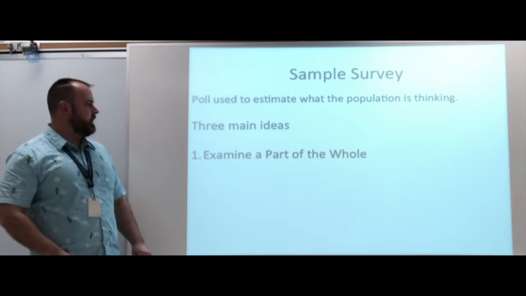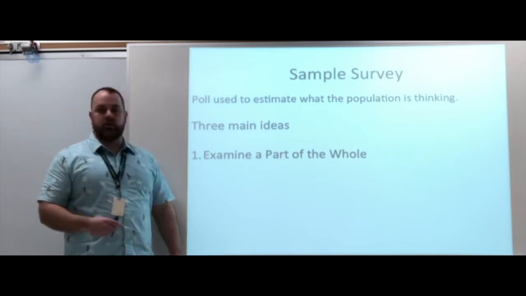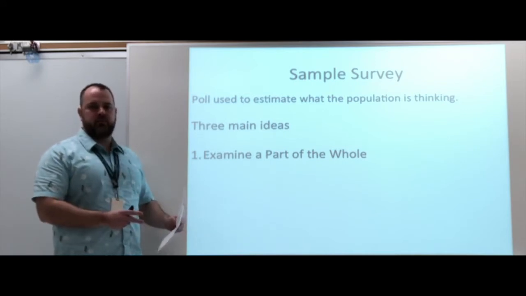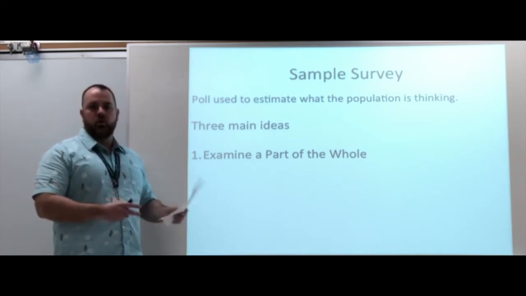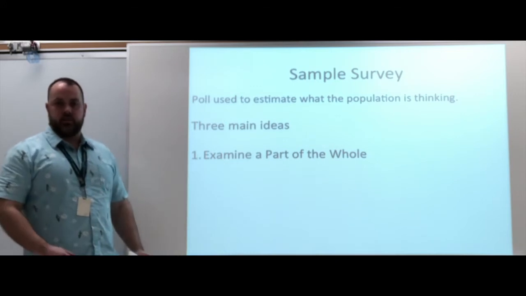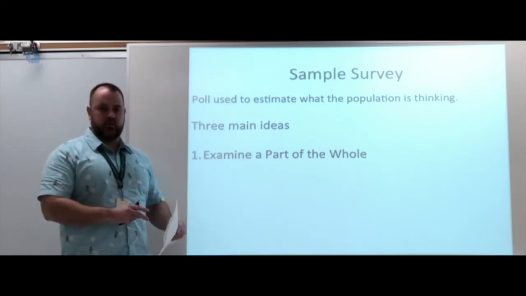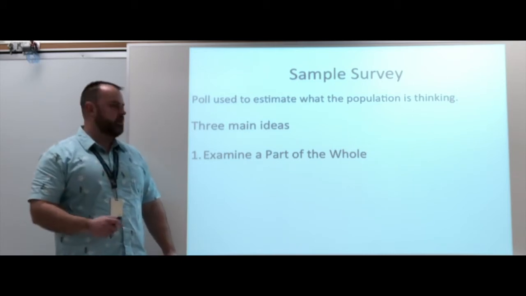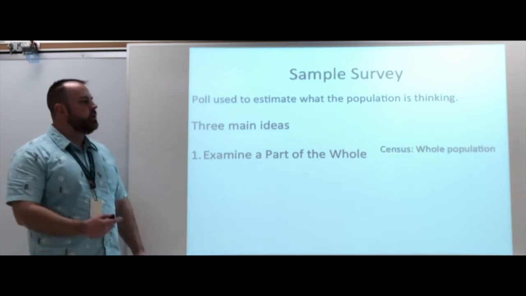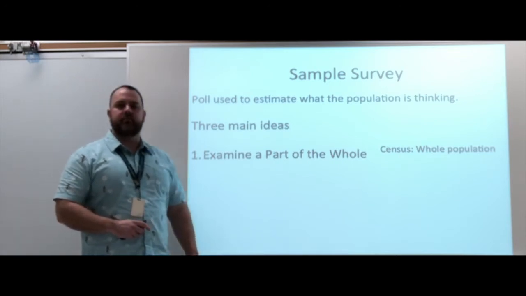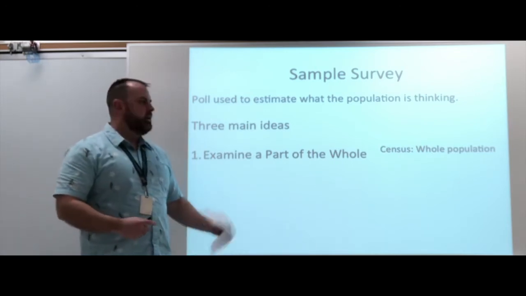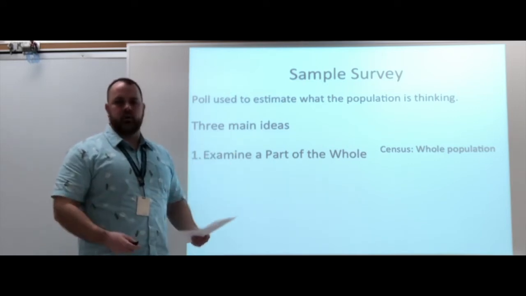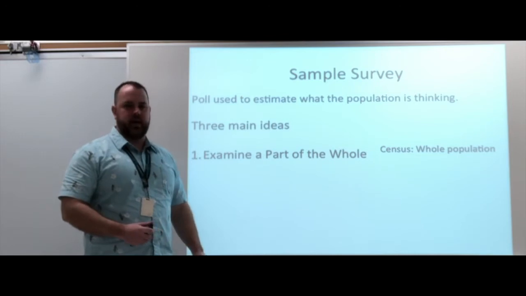Okay? Three main ideas. One, examine a part of the whole. This is the idea of sampling. We're only going to take part of the population, and from that part of the population, we're going to generalize it to the entire population. So it's very important that the part that you take represents the entire population. That's where the sampling method comes in. Okay? A census is if you're going to attempt to take the whole population. Again, we try to do that, and that is the best way to do it, but it's unrealistic. It's not going to happen in many situations.